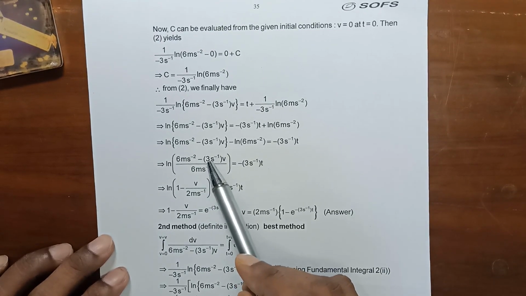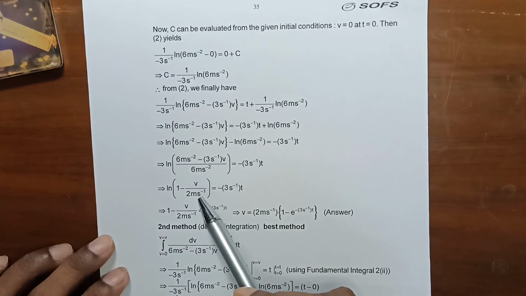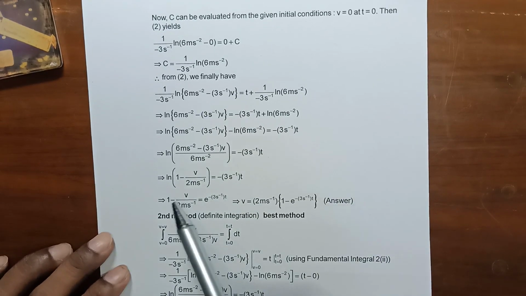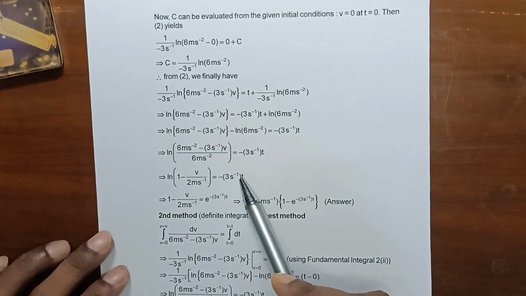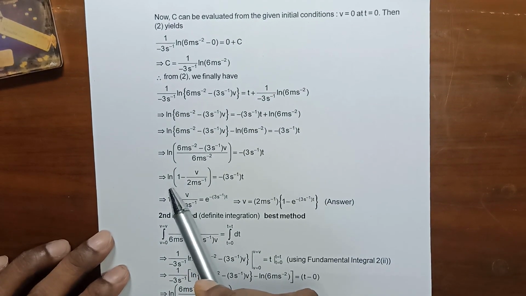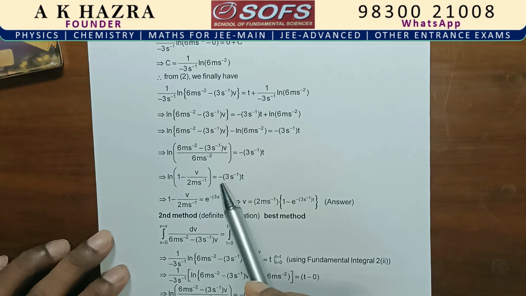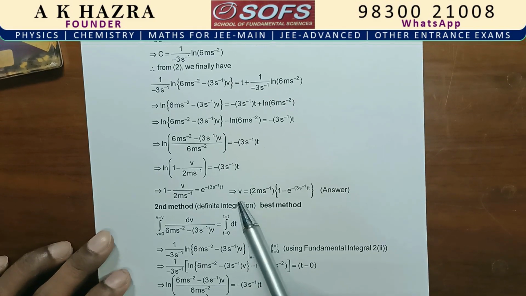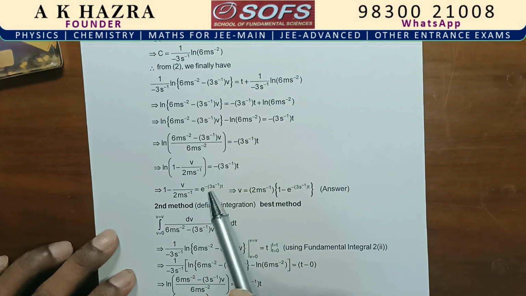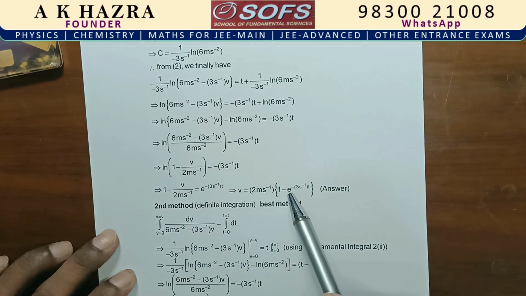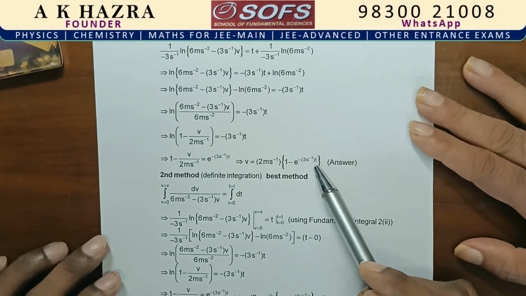It is totally dimensionally adjusted: you see 3 and 6, so 2 second inverse, and second to the power minus 2 over second to the power minus 1. And ln means log to the base e. So by the definition of log, log of this to the base e is equal to this, which means this equals e to the power of this. So 1 minus v by 2 meter per second equals e to the power minus 3 per second t. This implies v is equal to 1 minus e to the power minus 3 per second t, multiplied by 2 meter per second. It is the velocity as a function of time t.